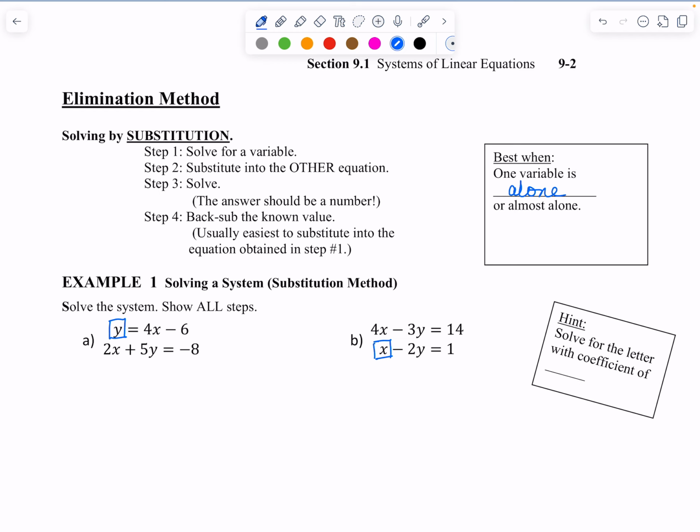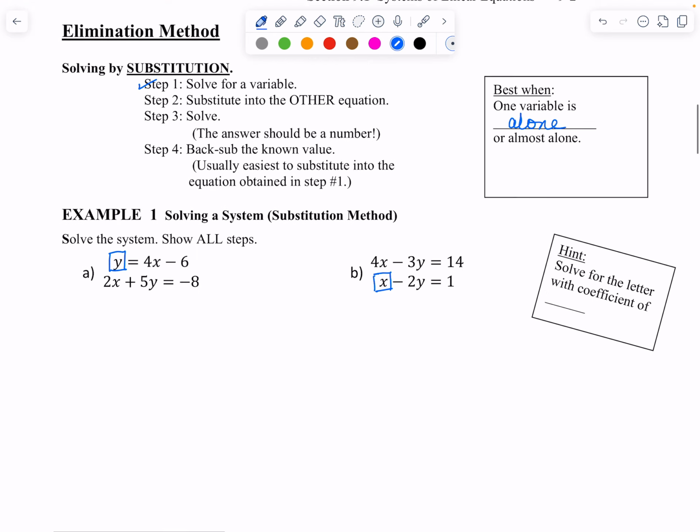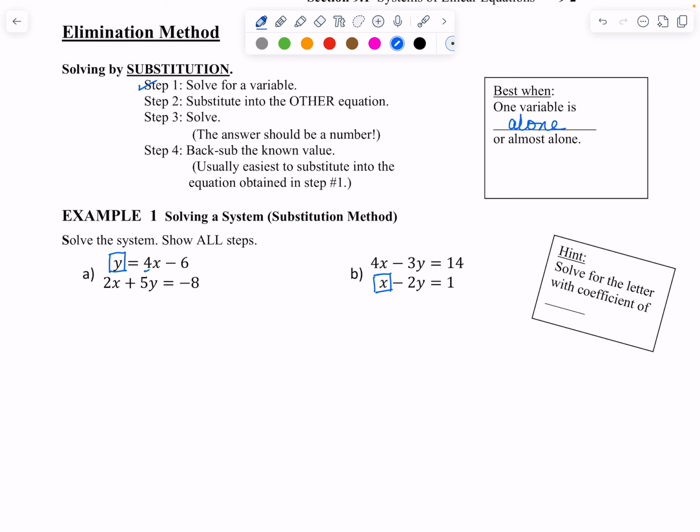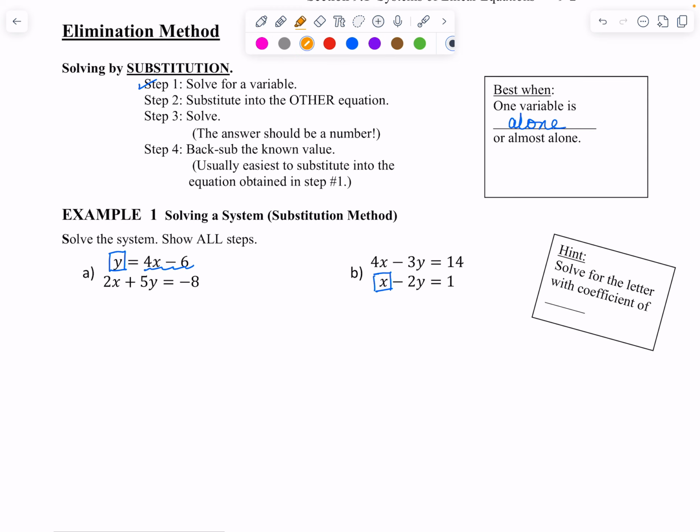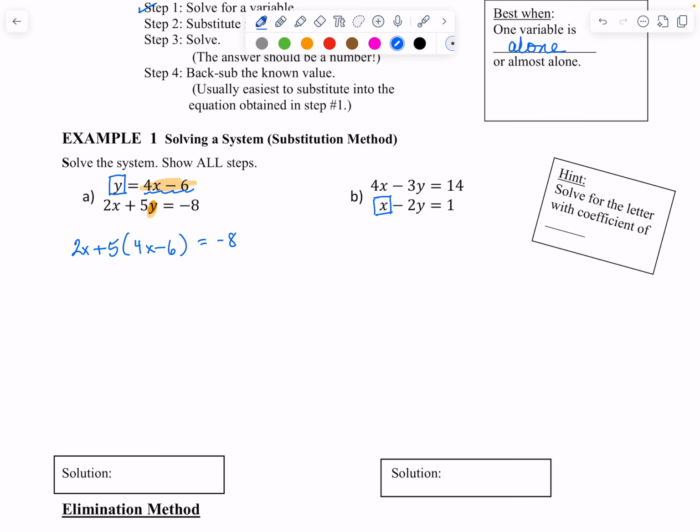So let's go ahead and solve this letter A. Letter A, solve for a variable. That's my step number 1. That's already done. Now we're going to substitute this into my other equation. So I'm going to take this and put it right here where my y is. So I'll have 2x plus 5 times my y is negative 8, and my y we said is 4x minus 6. Notice that I no longer have any y's.